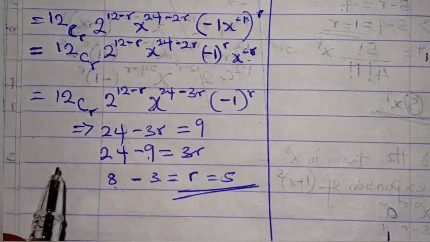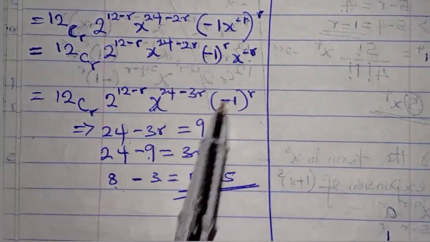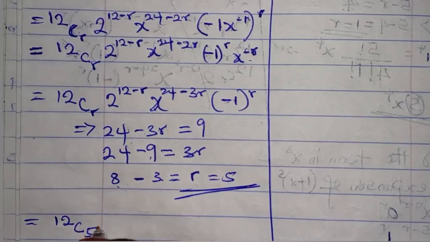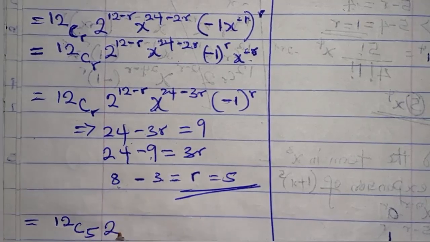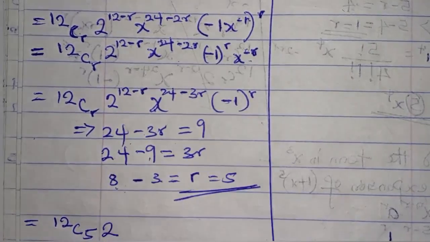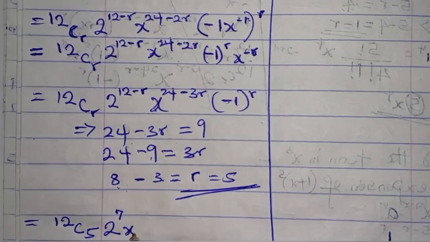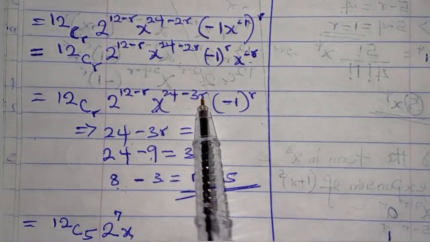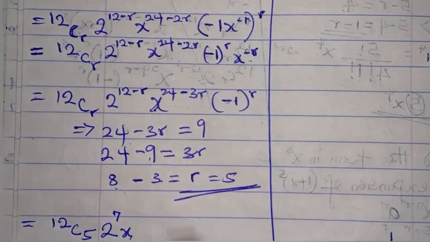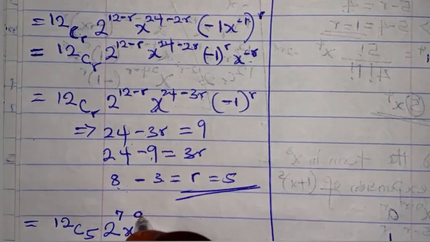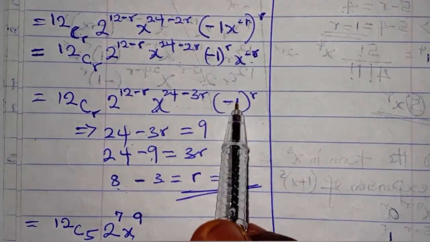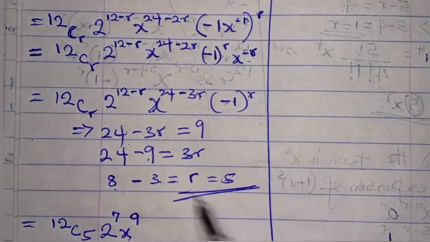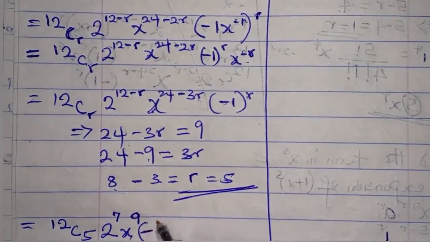So we can now say from this equation, 12 combination 5, r is now 5, into 2 to the power of 12 minus 5, that's 7, x to the power of, everything here will be 9. 3 times 5 is 15. 24 minus 15 is 9. Then we have minus 1 to the power of r. r is 5. If you raise a negative number to an odd power, the negative number will remain.